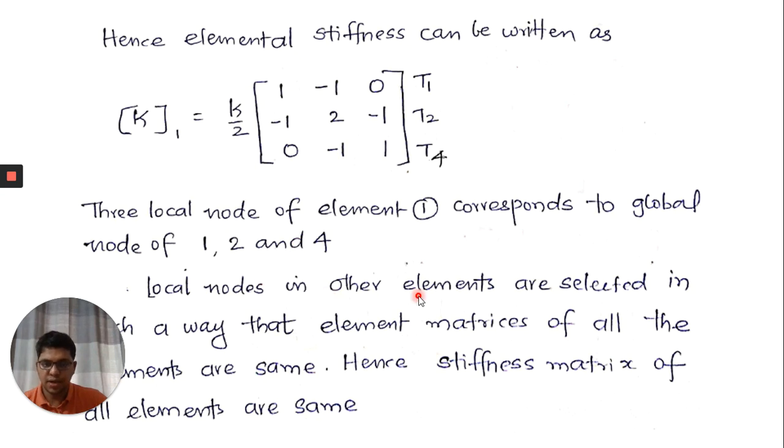Local nodes 1, 2 and 3 of element 1 correspond to global nodes 1, 2 and 4. The local nodes in other elements are selected in such a way that the elementary stiffness matrices of all the elements will be the same. So you can also check that you can find the same elementary stiffness matrix for element 2, find it for element 3, find it for element 4, and then you will see that, with the order which we have selected, you can prove that the elementary stiffness matrix is the same for the elements.